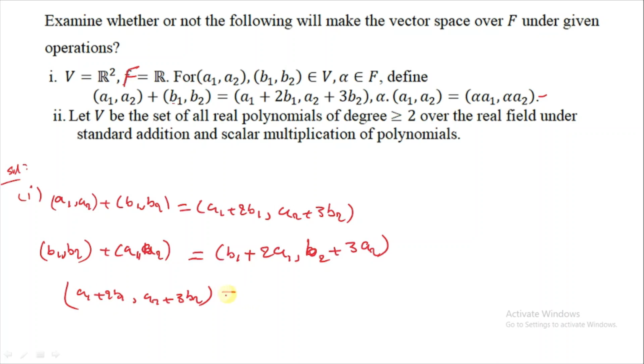B2 not equal to B1 plus 2A1, B2 plus 3A2. Or you can take any numbers also. Suppose take 1, comma 2, 3, comma 4. Whatever numbers you take, it's not equal. Commutative property not satisfied.